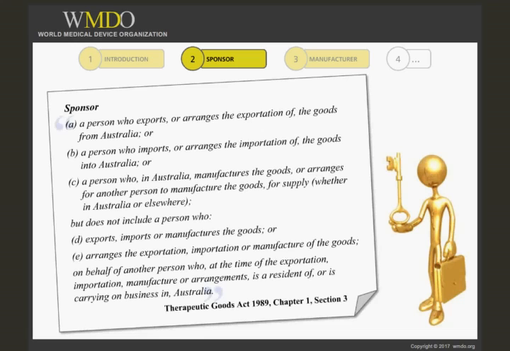As defined in the Therapeutic Goods Act, a sponsor is a person who exports or arranges the exportation of the goods from Australia, or a person who imports or arranges the importation of the goods into Australia, or a person who, in Australia, manufactures the goods or arranges for another person to manufacture the goods for supply, whether in Australia or elsewhere. But this does not include a person who exports, imports, or manufactures the goods, or arranges the exportation, importation, or manufacture of the goods on behalf of another person who, at the time of exportation, importation, manufacture, or arrangements, is a resident of or is carrying on business in Australia. So the sponsor may be an Australian manufacturer but cannot be an overseas entity.